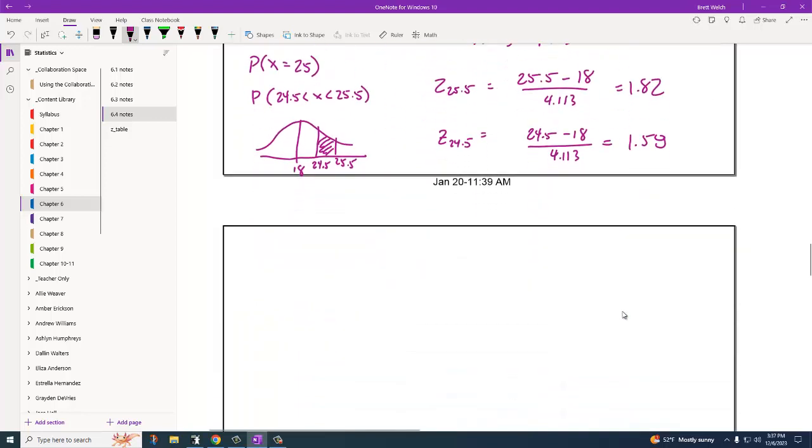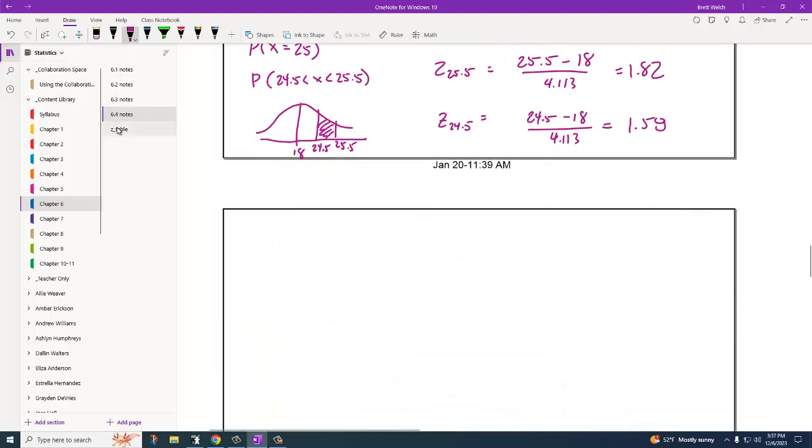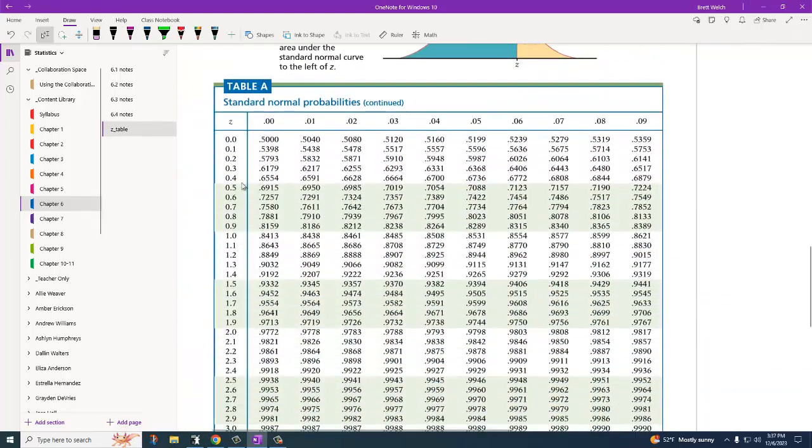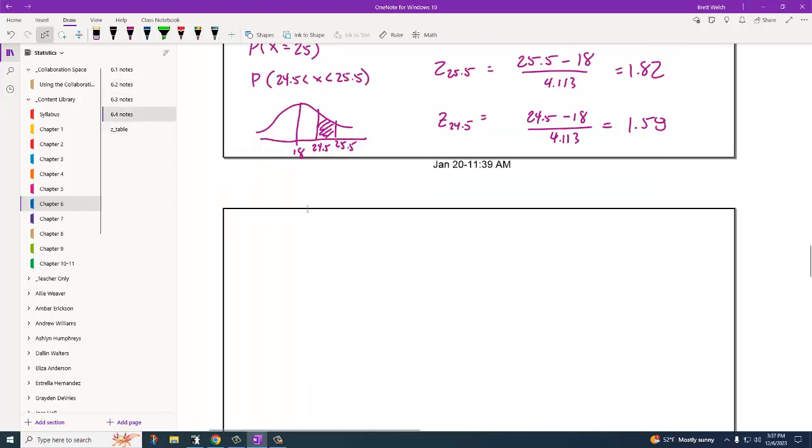I'm going to go down a page to give myself some room here. And I'm going to have to go to the table at this point. 1.82, positive table. 1.8 is here. 00, 01, 02 would be 96.56. So I've got 0.9656. I have to subtract. It's always right minus left.